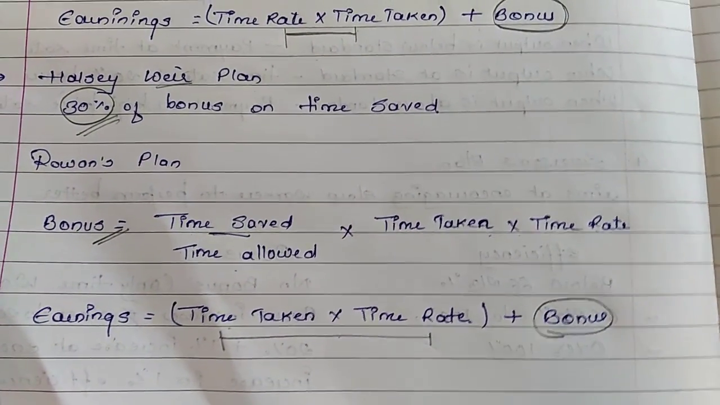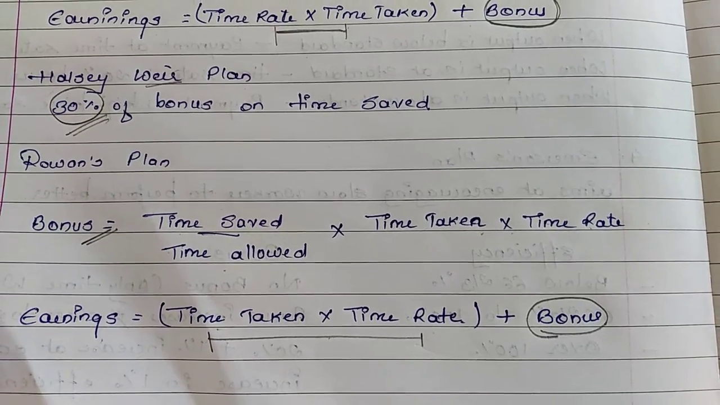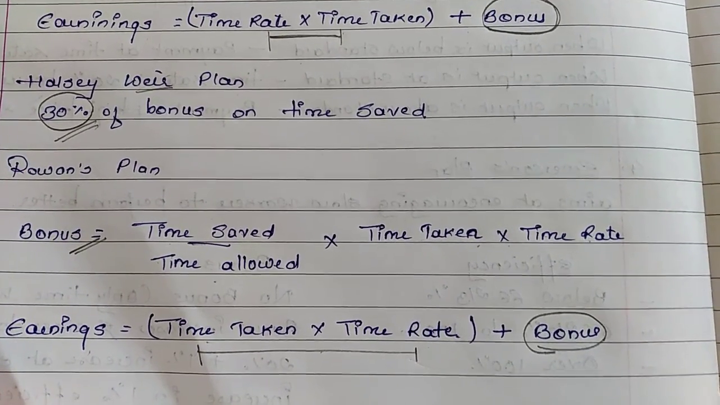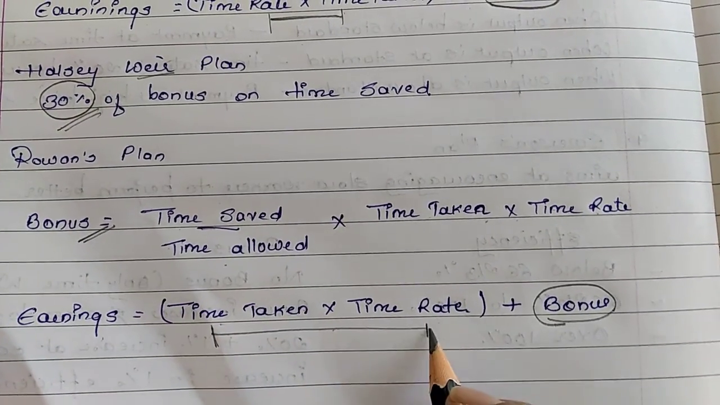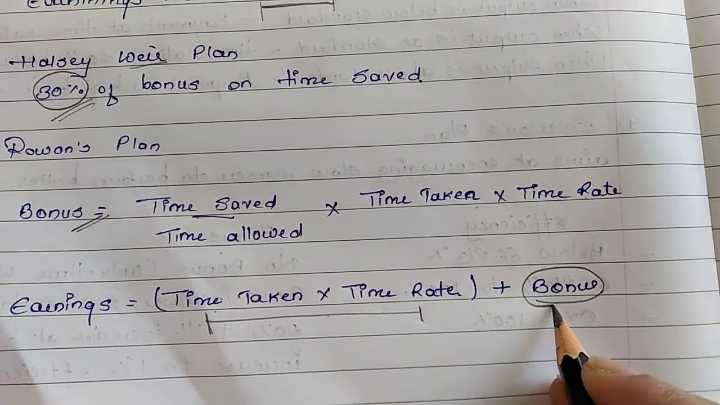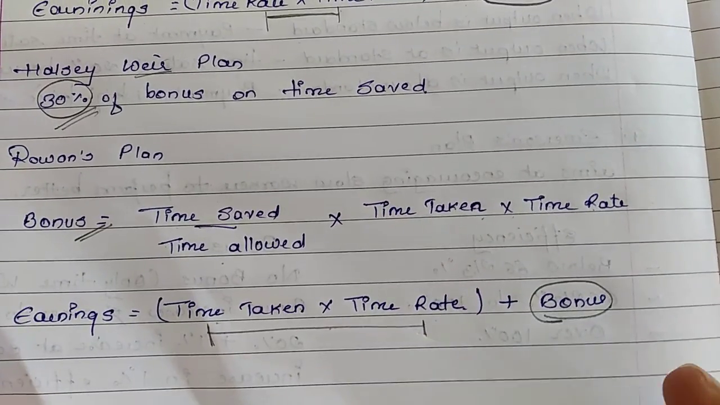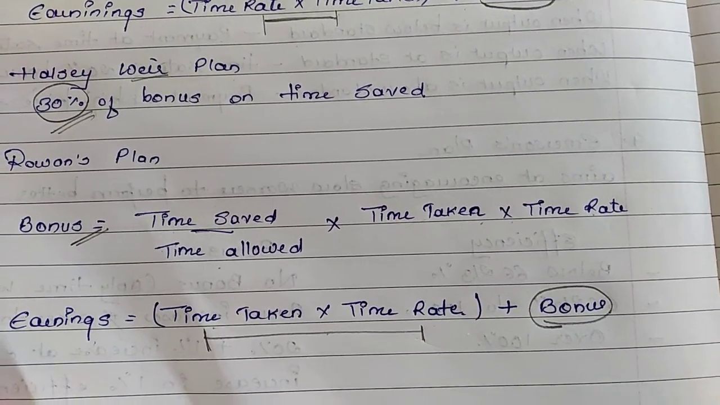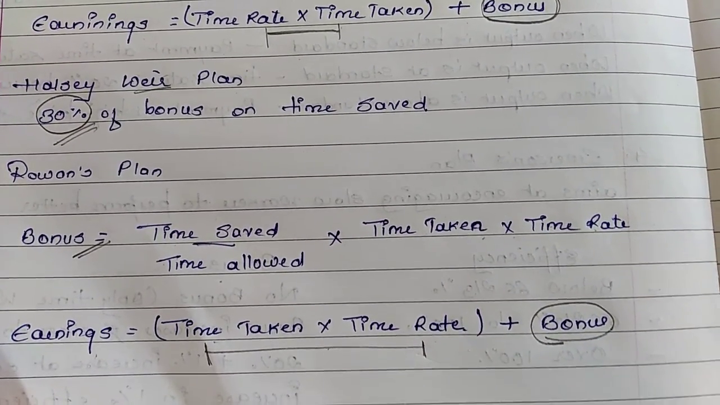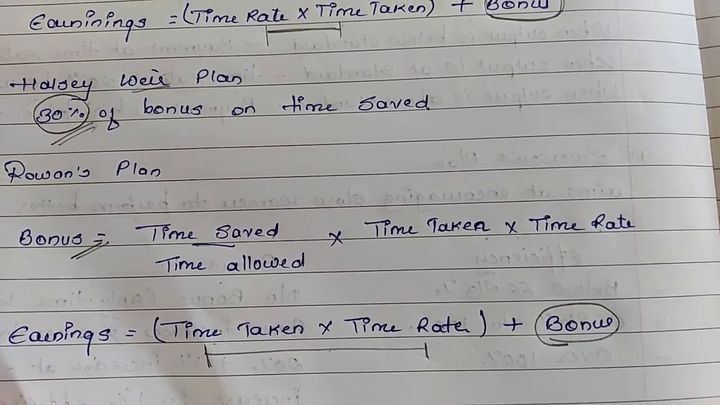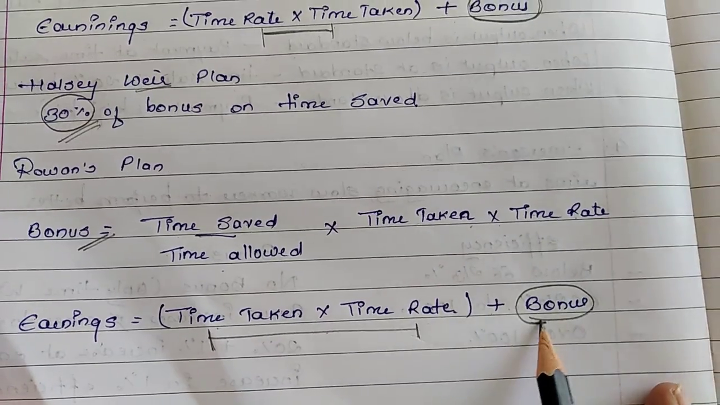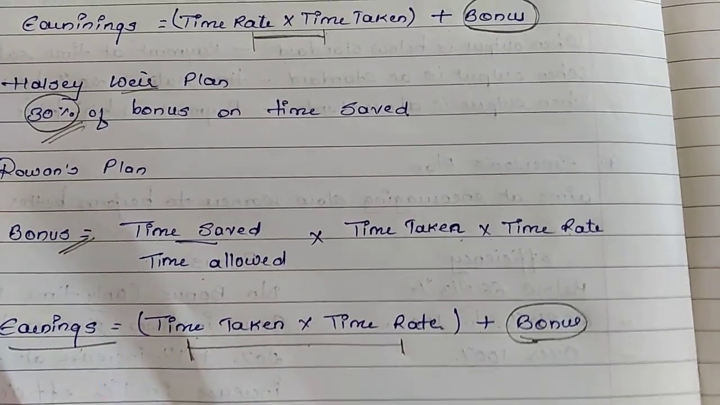So if, say, in a particular organization, the organization is not offering the bonus to the workers, in that case their salary will be only time taken into time rate. There won't be addition of a bonus. But because here we are talking about motivating the workers, rewarding their efficiency by offering them some amount of bonus for whatever time saved by them, we are adding the bonus to their final earnings.